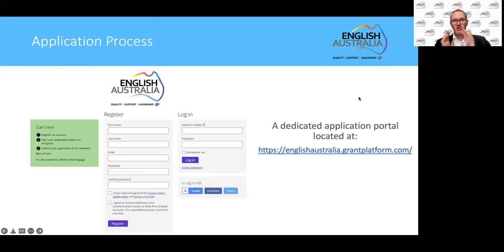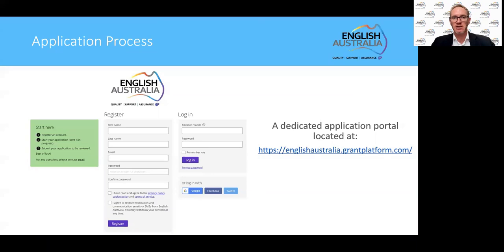Okay, so we've looked at the key dates, we've looked at the eligibility and selection criteria, as well as the ineligibility as part of the process. Just want to quickly provide an overview of the application process. If you've already undertaken innovation funds, then you would be familiar with this platform that English Australia uses. If not, we'll give a very quick demonstration.